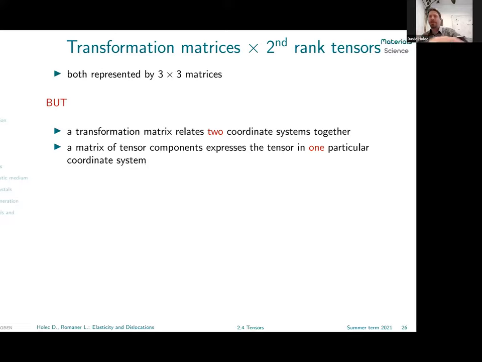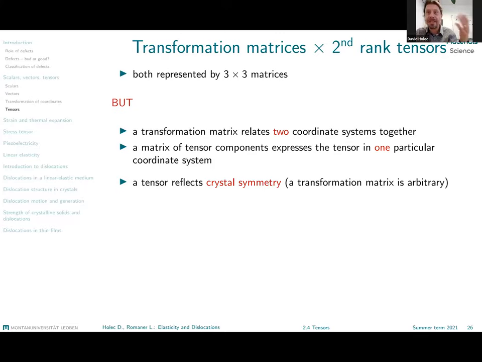So a quick note about the difference between transformation matrices and second rank tensors. Both of them are expressed in coordinate systems with 3x3 matrices in three dimensions. The huge difference is that the transformation matrix relates two coordinate systems. It only makes sense when I say this is a transformation between two coordinate systems. A dictionary does not make sense if I do not specify between which languages it provides the translation. The matrix that corresponds to a tensor is a 3x3 matrix, but it's related to only a single coordinate system, right? A 3x3 matrix describing a conductivity must be related to the coordinate system in which I expressed the components of this tensor.